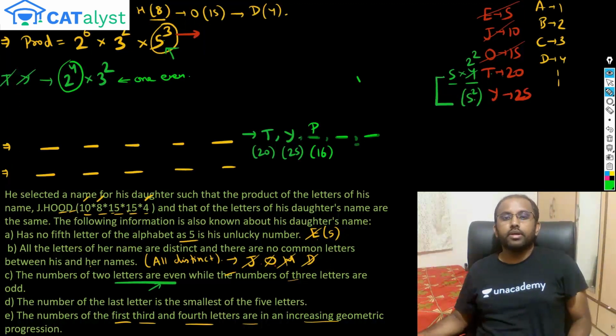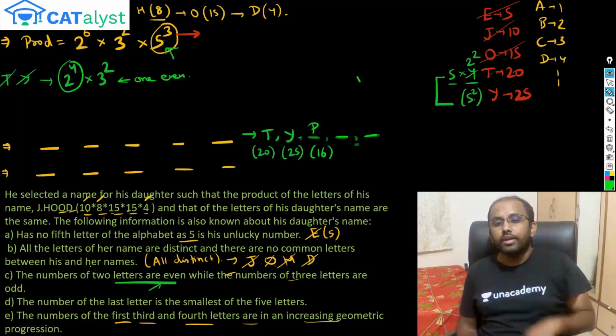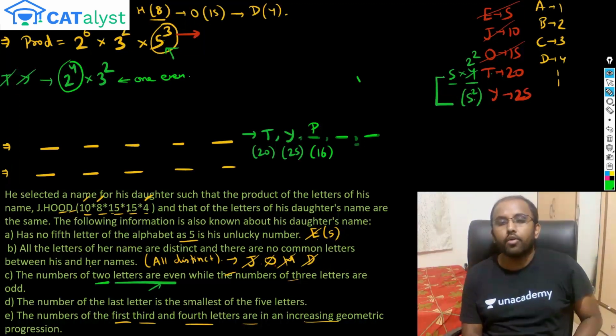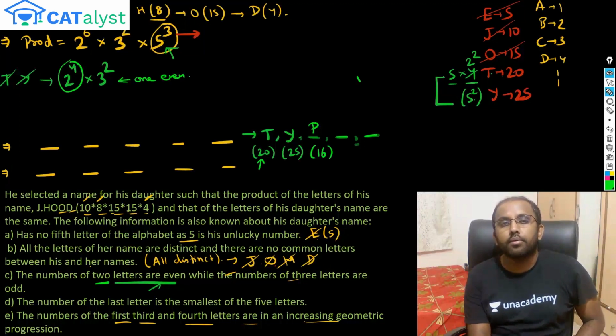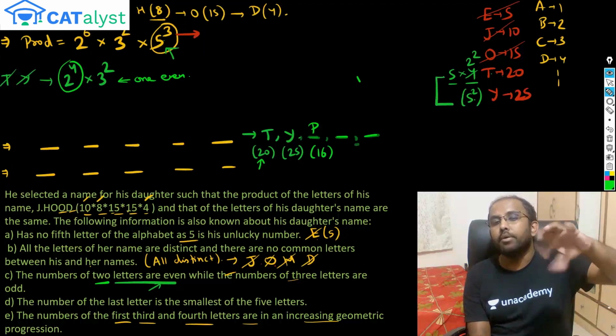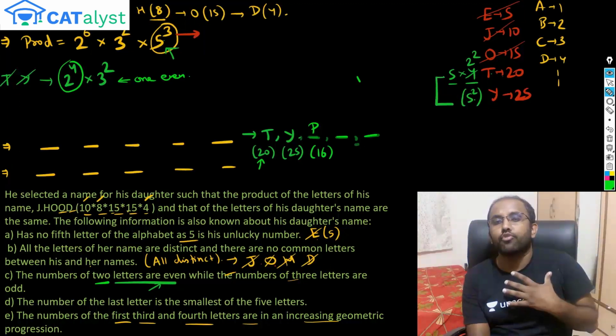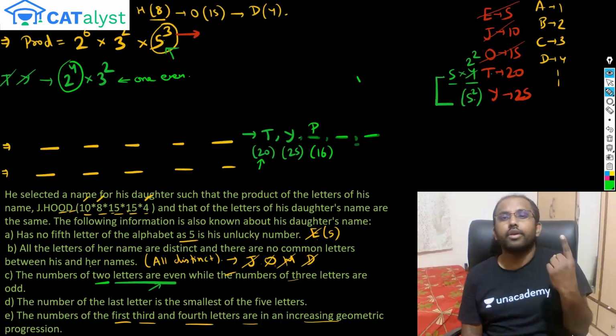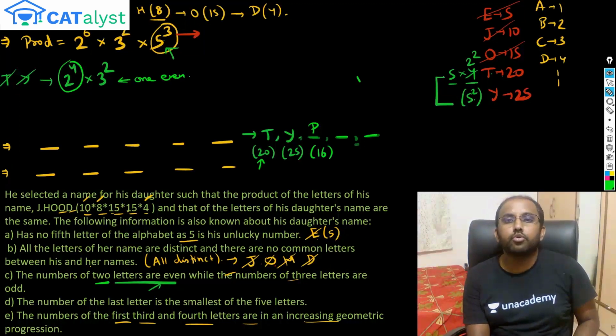Why does 16, P, come here? Because there are total 2 even and 1 even, T, is already used. So the product of the numbers of the letters should be 2 raised to 4 into 3 squared with only 1 even. So only 1 even means 2 to the power 4 whole will come here, that is P now.